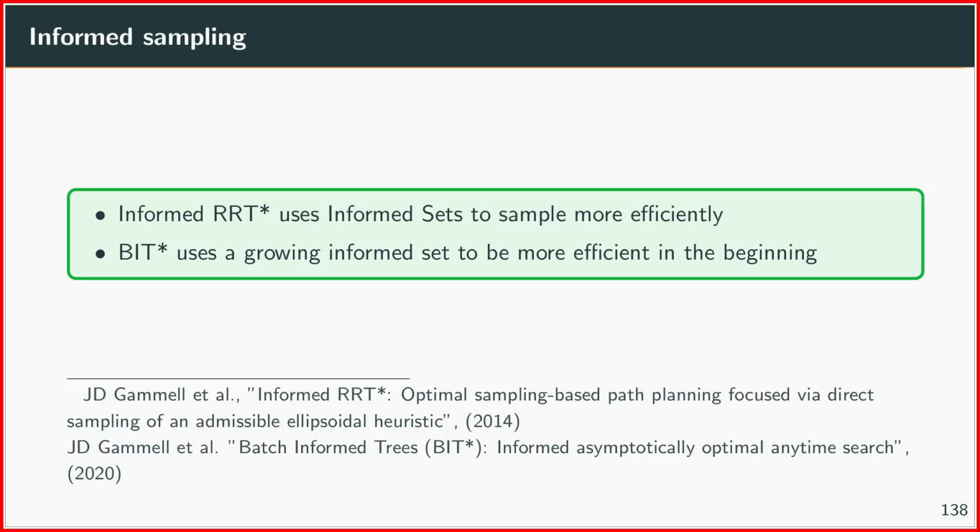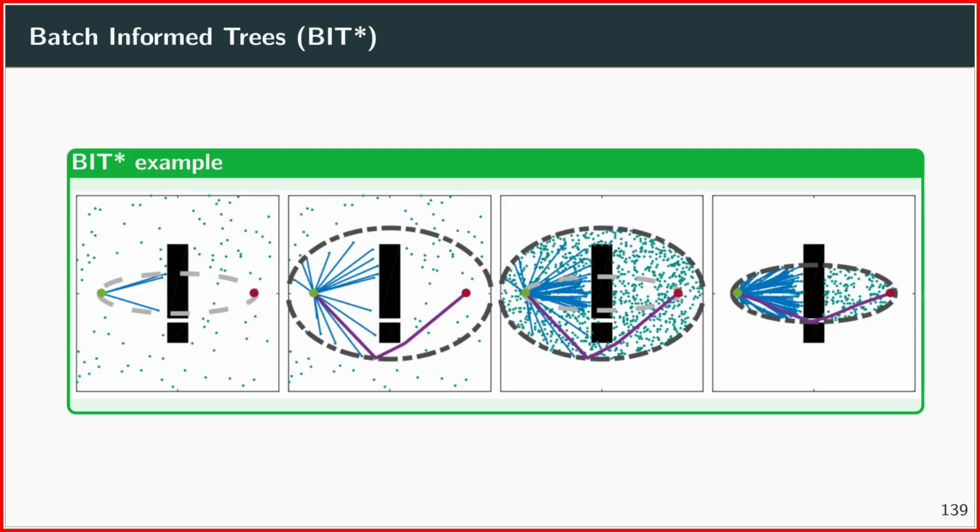There's an algorithm, informed RRT star, which uses basically this informed set. And there's also an improvement, which is called BIT star, which grows an informed set to be more efficient also in the beginning. So in the beginning, you start by just prioritizing certain paths which have a potential optimal cost to go.